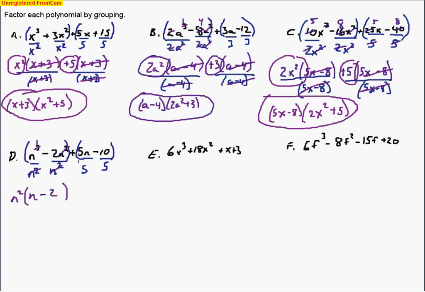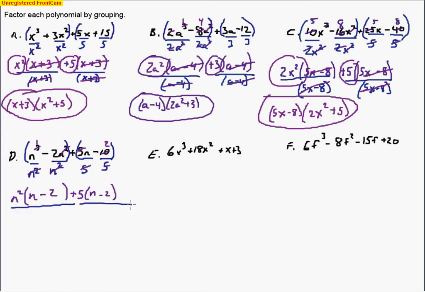Over here, we take out that positive 5, so I'll put plus 5 there. Do the reducing. 5 goes into 5, just left with an n. 5 goes into 5 one time. 5 goes into 10 two times. So minus 2. So now we're ready to take out that common binomial.